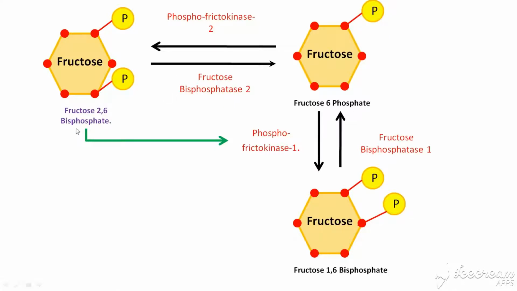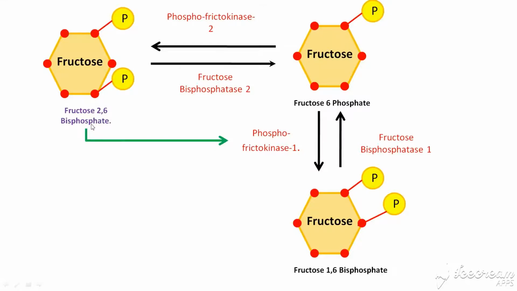So where does fructose 2,6-bisphosphate come from in the cell? Well, it's going to be converted from fructose 6-phosphate by the enzyme phosphofructokinase 2, and it can be converted back into fructose 6-phosphate by the enzyme fructose bisphosphatase 2. And these are the same enzymes that are here, but they just have a number 2. So the activity of these two enzymes will ultimately dictate the level of fructose 2,6-bisphosphate in the cell.